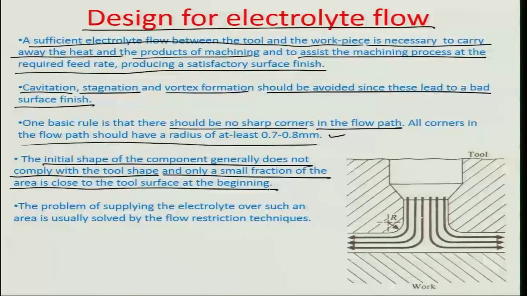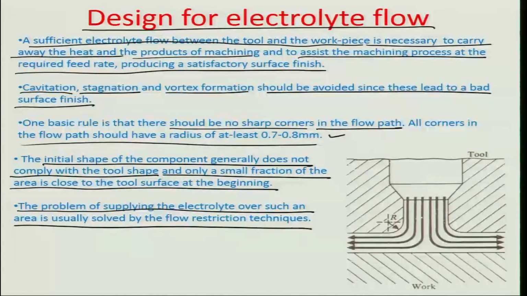So the problem of supplying the electrolyte, particularly at the initial stages when there is no parallelity between the tool surface and the workpiece surface, is generally solved by using some flow restriction techniques. This is a very ideal case where you can see that the tool surface is almost parallel to the workpiece surface. This seldom happens because ECM is normally used as a die sinking process.